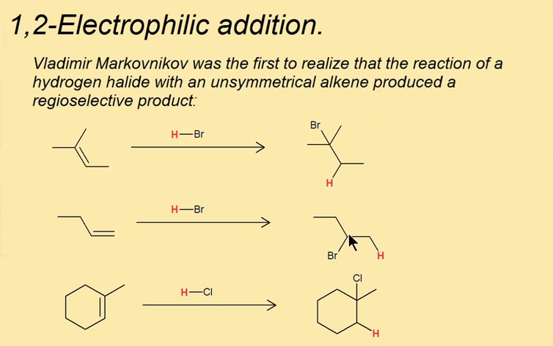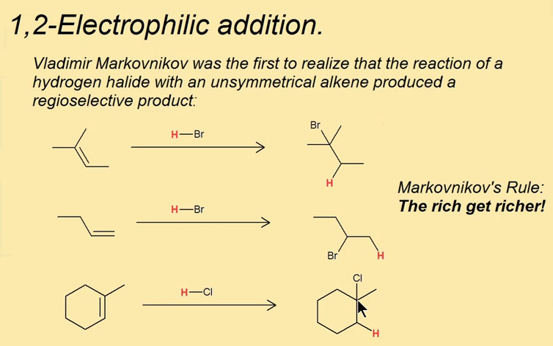The more substituted side again gets a halogen, and then in a third example, 0 hydrogens attached to this carbon, but 1 hydrogen attached to this carbon, so that's the side that gets the hydrogen. So it gives us our first rule: the rich get richer in hydrogen.